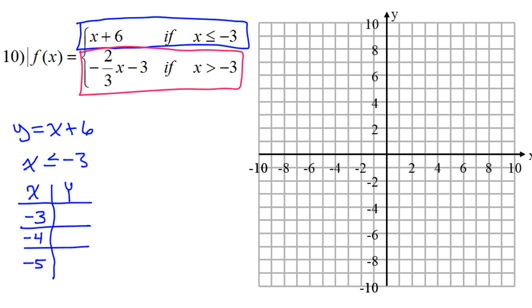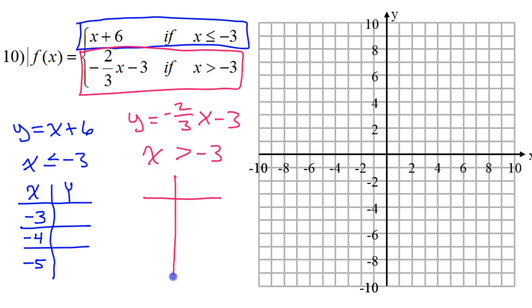Okay, let's go ahead and set up the pink part. When I look at the pink part of the function, I am thinking y equals -2/3 x minus 3, as if it was its own function. I'm only going to use this part of the function for x values that are greater than -3. And again, I'm going to set up my little xy chart.